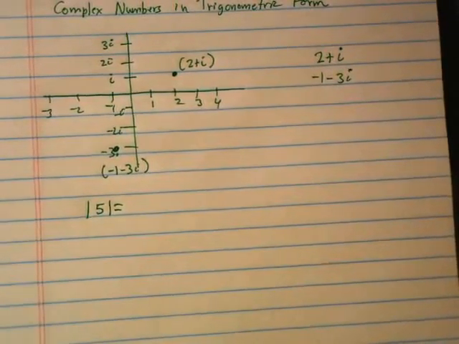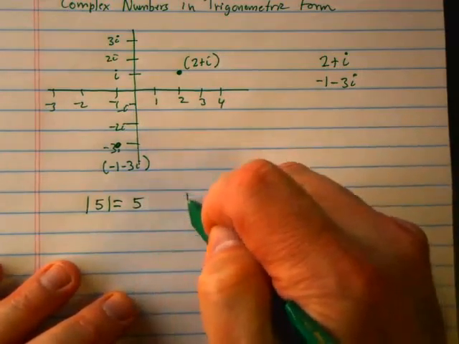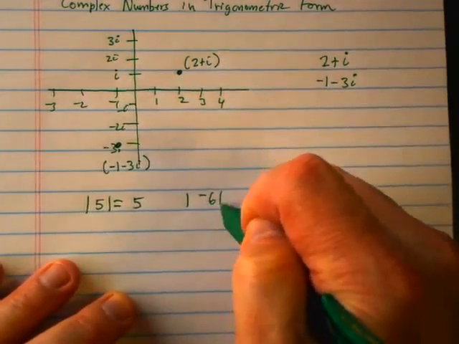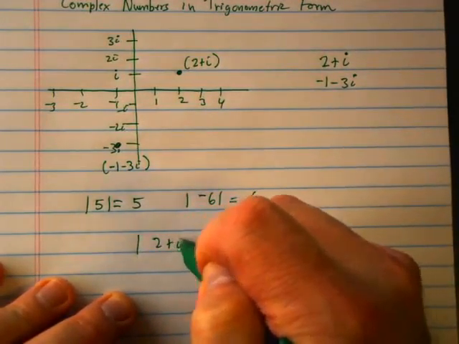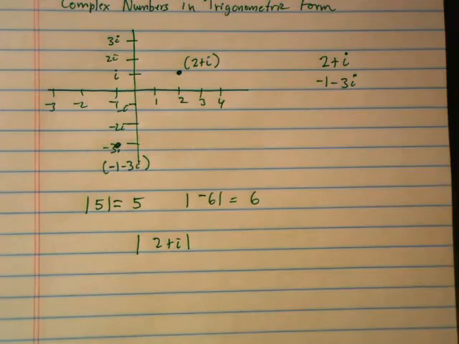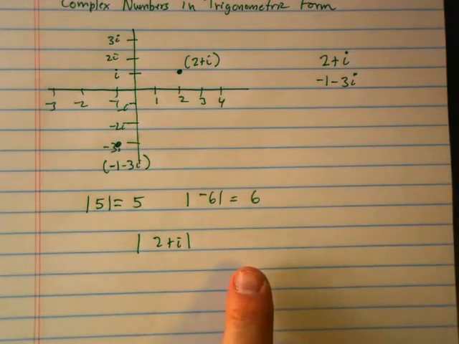What's the absolute value of 5? 5. Good. What's the absolute value of negative 6? 6. What's the absolute value of 2 plus i? 2. All right, so what does absolute value mean? It just makes it positive. That's true, that's what it does.